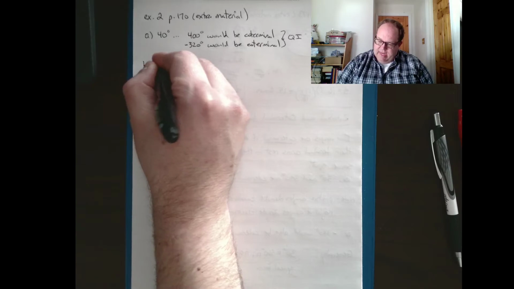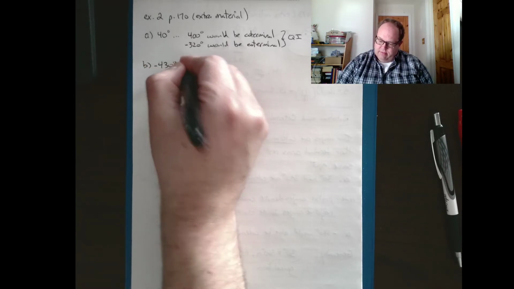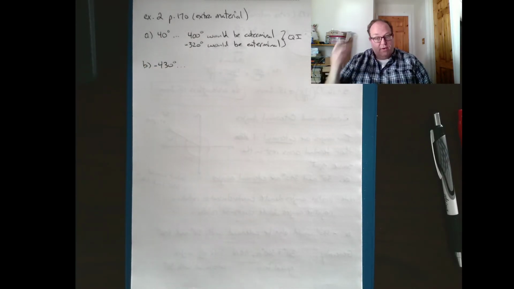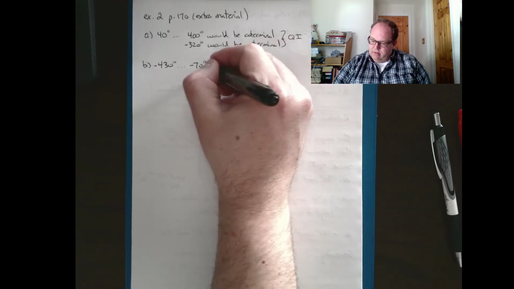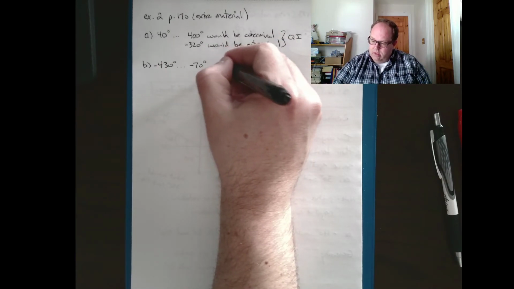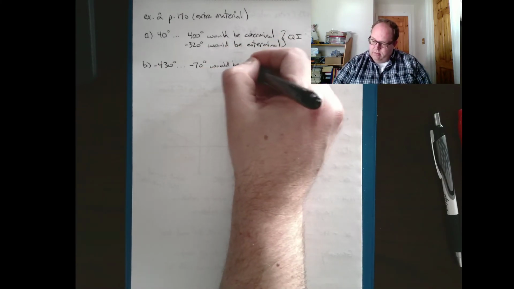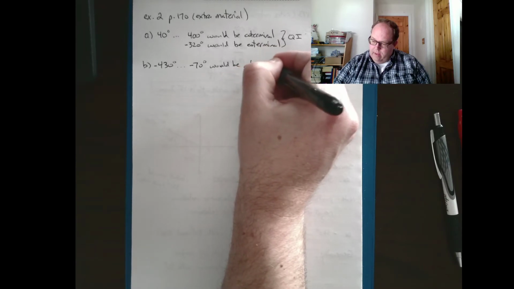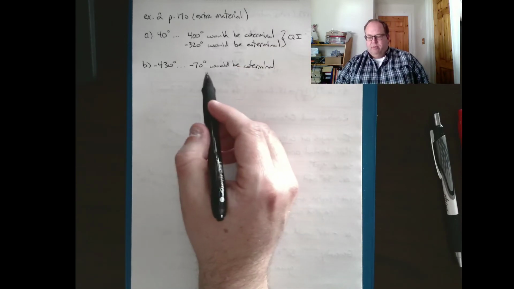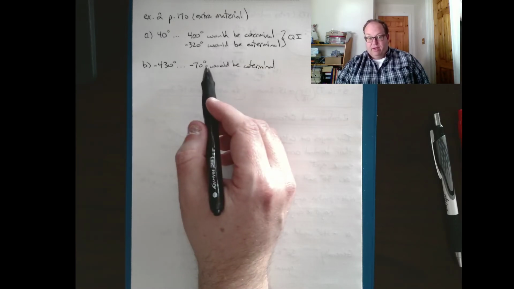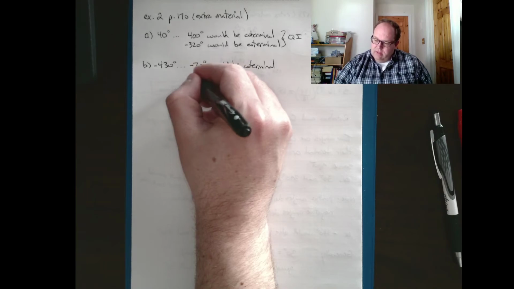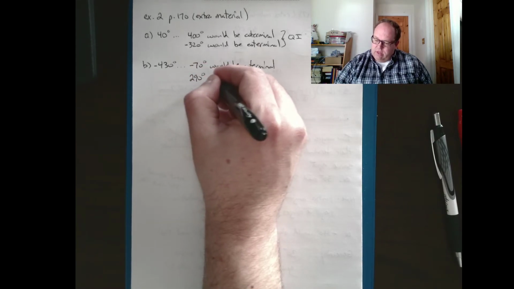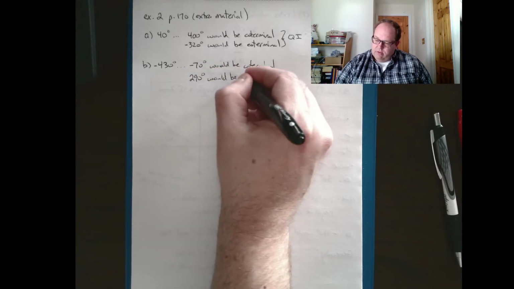Part B, negative 430 degrees. So if I add 360 to that, I'm still going to be on the negative side of things. So negative 70 degrees would be coterminal. Now, if I want to get up into the positives, I'm going to have to keep adding 360 degrees. So I add another 360 degrees to this and get 290 degrees, which would also be coterminal.